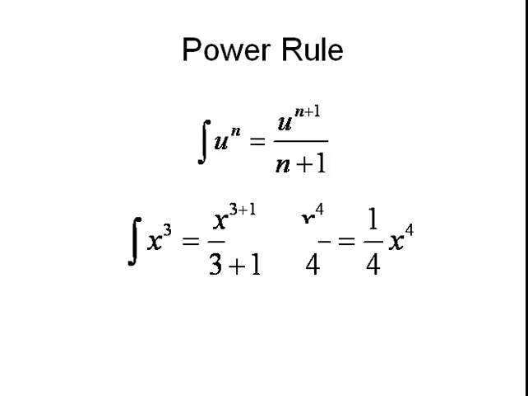Next is our power rule, which I have already touched on when explaining the constant rule. The power rule involves taking the integral and adding 1 to its exponent, then dividing by the new exponent. In our example, we have the integral of x cubed. First, we add 1 to the exponent, so we now have x to the 4th. Then we must divide by that new exponent to get us a final product of 1/4 x to the 4th.